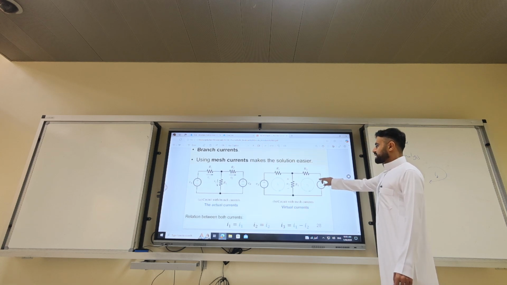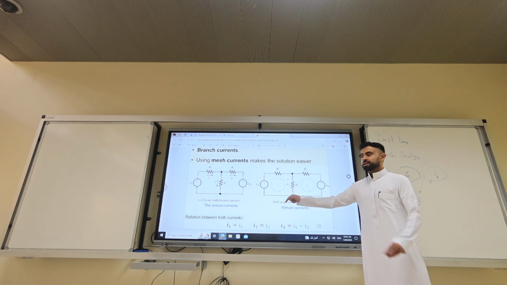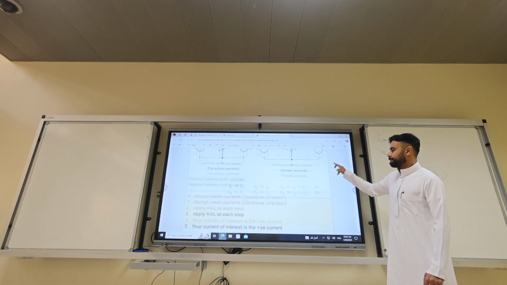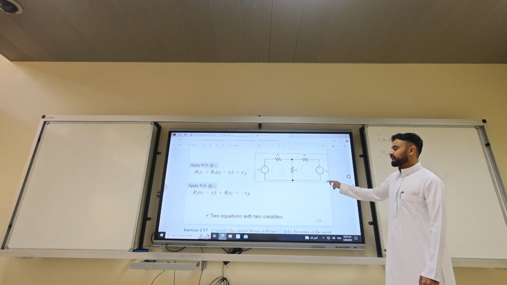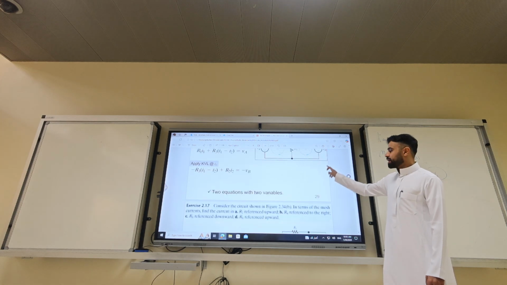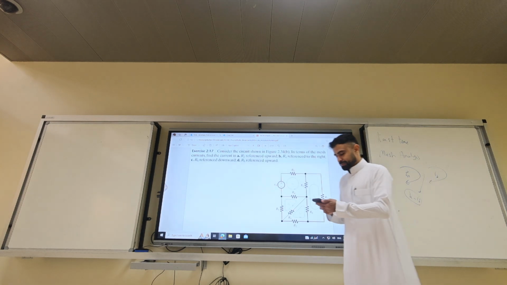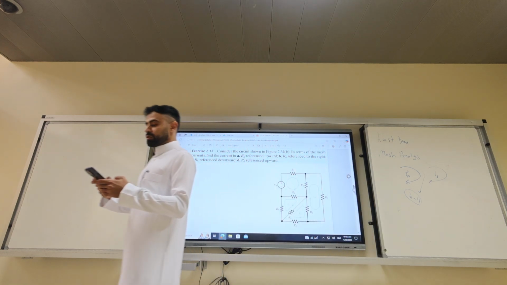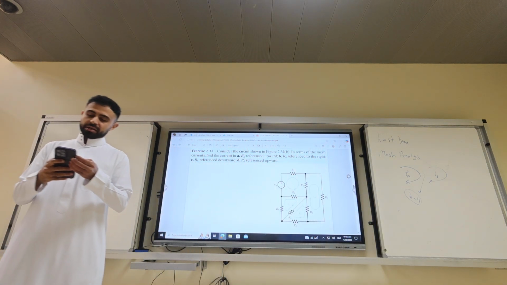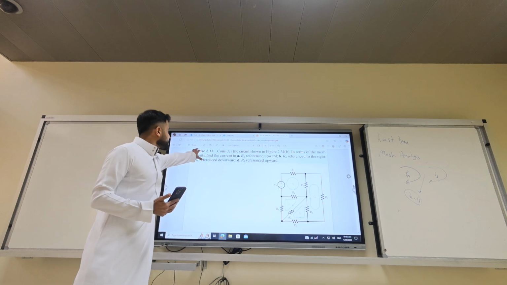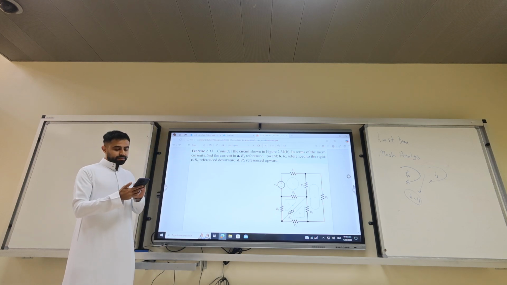So what did we say last time? The current that goes through R3 is IA minus IB. And we developed the standard form of the equations. And now we solve this problem. So that I don't confuse myself, I took a photo from the book. The solutions of the exercises are already in the book, right?